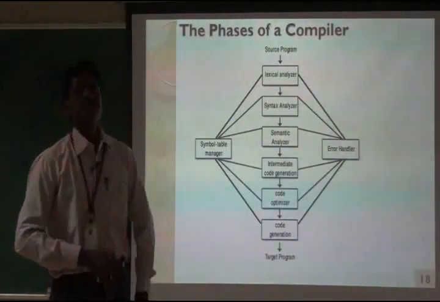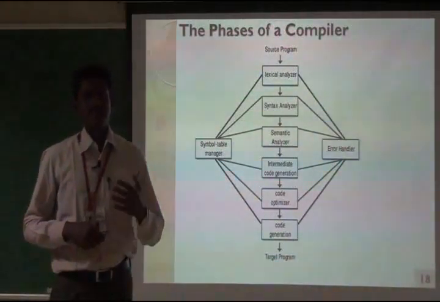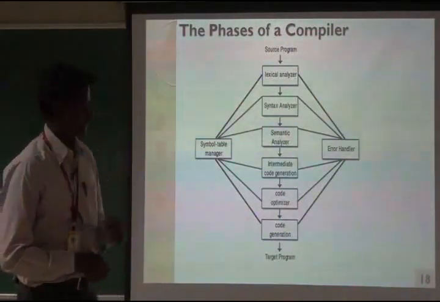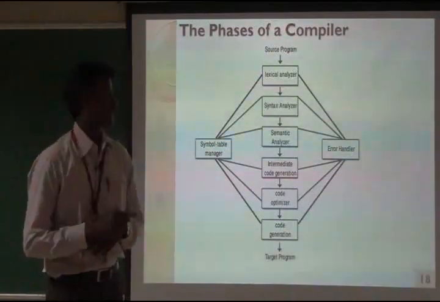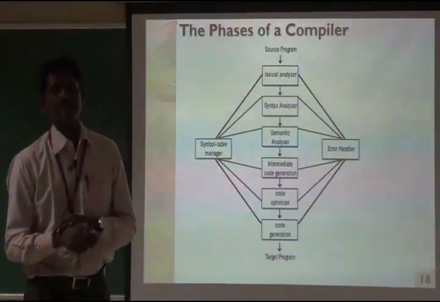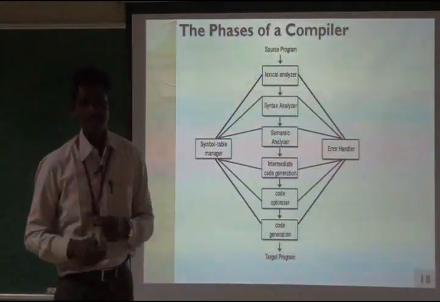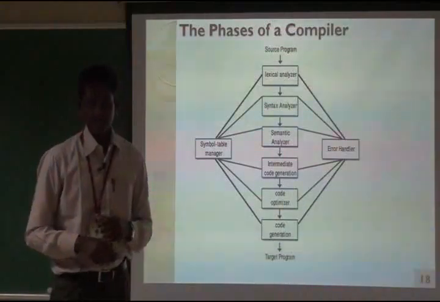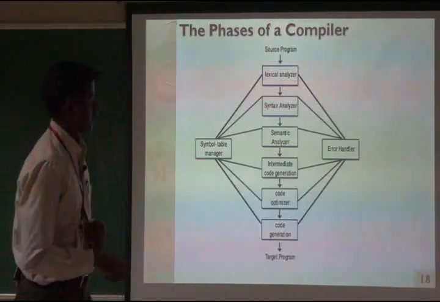Now the phases of the compiler. The compilation process may be done using several steps or several phases. Normally it takes 6 phases. Some compilers may go for 7 phases or some other number. Anyway, most commonly compilers have 6 different phases, starting from lexical analysis, syntax analysis, semantic analysis, intermediate code generation, machine independent optimization, and finally code generation.